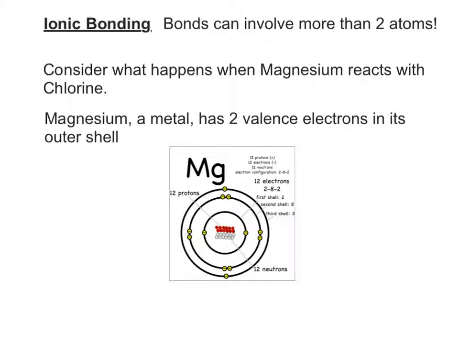Okay, now we're going to get a little more difficult. We're going to do ionic bonding with more than 2 atoms. Consider what happens when magnesium reacts with chlorine. Magnesium, a metal, has 2 valence electrons in its outer shell. So it's going to want to lose 2 electrons to be happy, because it is an alkaline earth metal, and alkaline earth metals have 2 valence electrons. Or you can look at the diagram here and see that there's 1 here, 1 here, or 2 valence electrons.